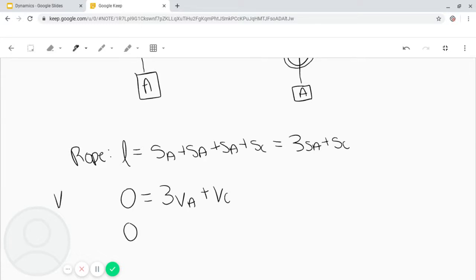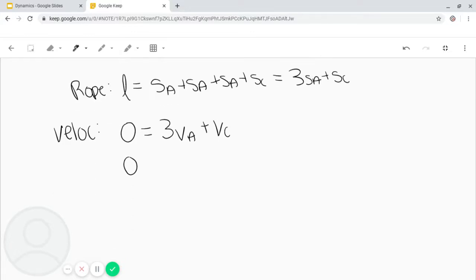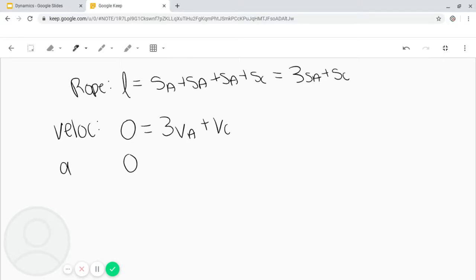Let's write down velocity and acceleration. Differentiate one more time. And we'll say, so this is 3AA plus AC. Okay. So we know AC. That is given to us.